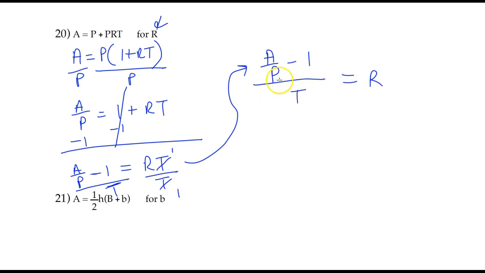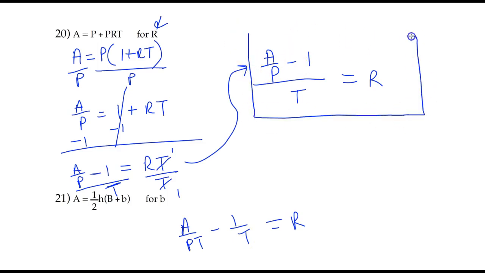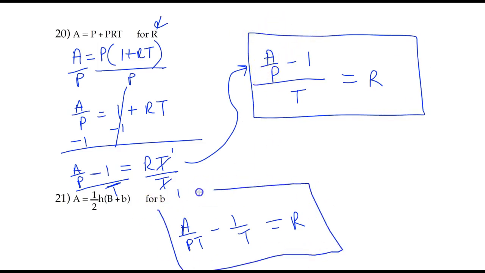And of course, if I was to simplify this a little more, it would look like the other example I was talking about, which was A over PT minus 1 over T is equal to R. Okay? It would look like that as well. But if you leave it this way, I'm okay with you leaving it that way. If you left it this way, I'm okay with that. And if you did it the very first way that I did it, that is okay as well. All right, so let's move on to number 21.